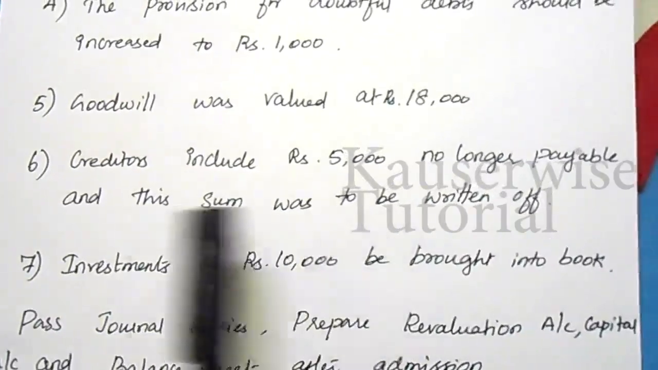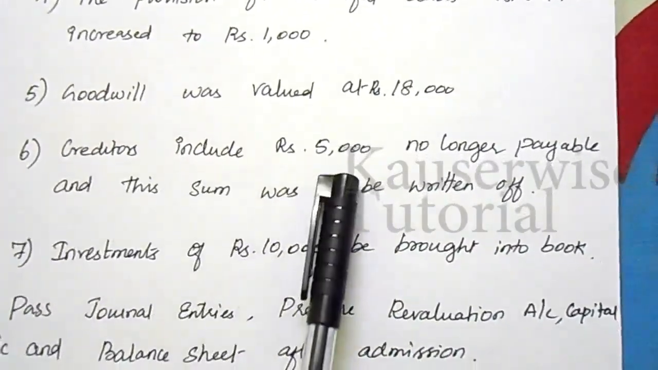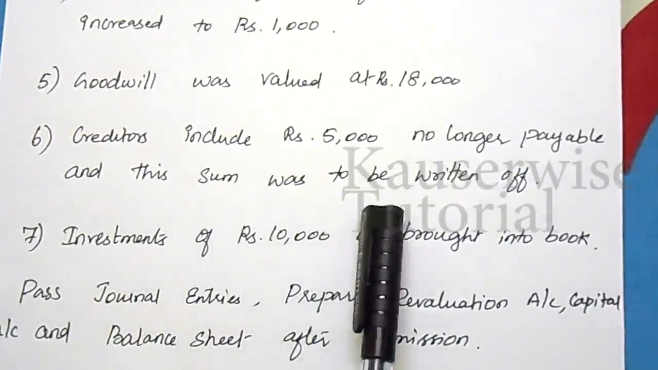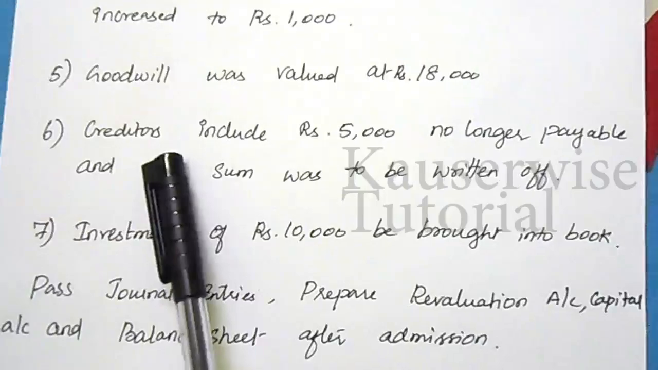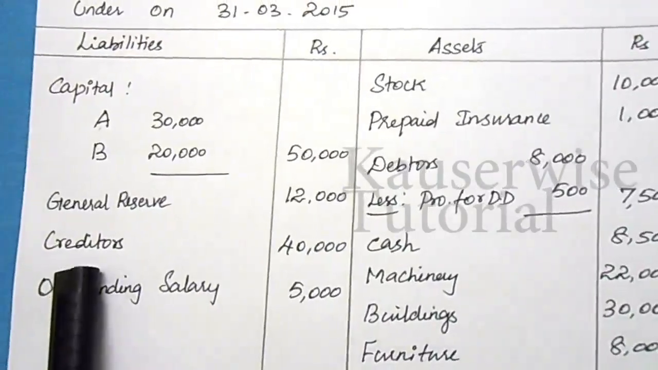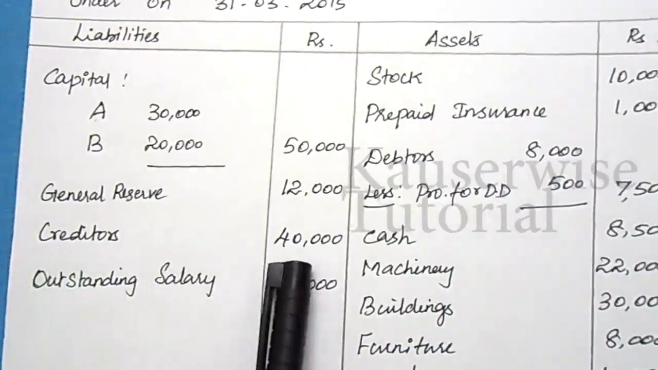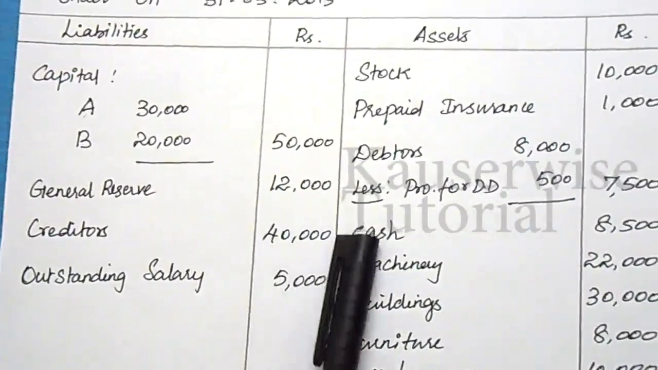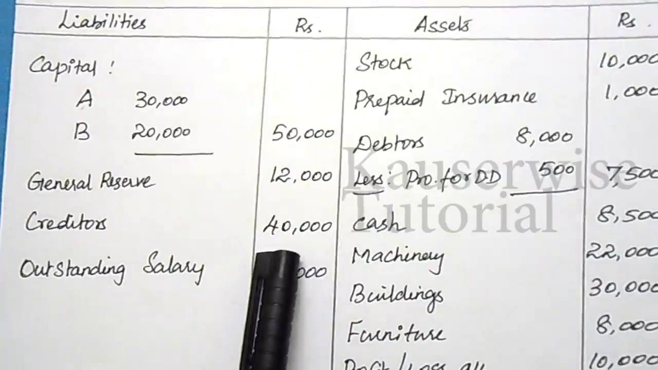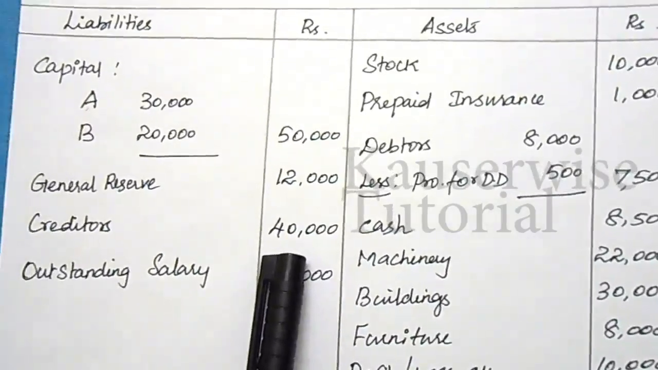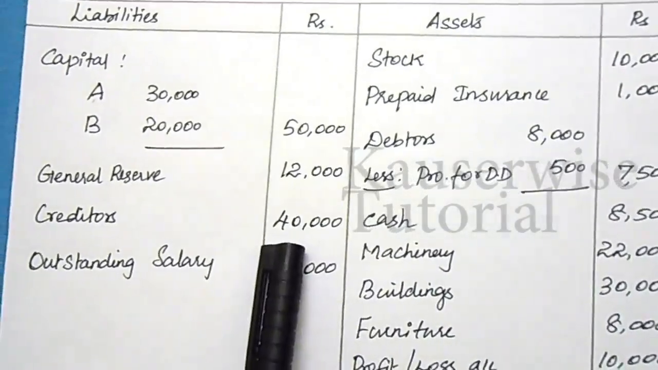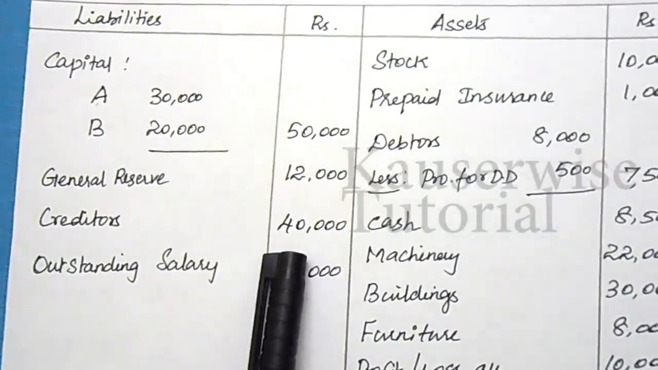Look at the next adjustment. Creditors include rupees 5,000 no longer payable, and this sum was to be written off. So creditors 5,000 included. Look at the balance sheet liability side. Creditors 40,000 is there. In that 40,000, 5,000 is no longer payable. So that particular amount is written off. So it is a gain. Any liability decrease is a gain for the partner.